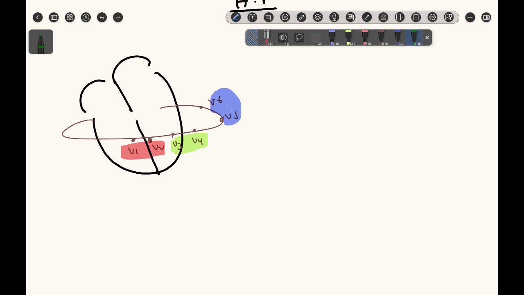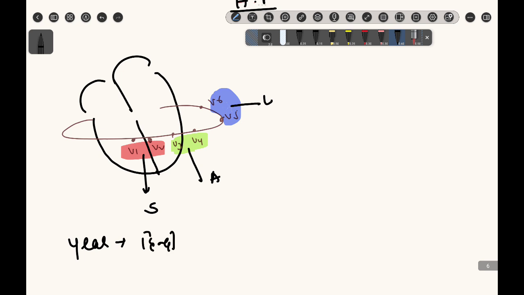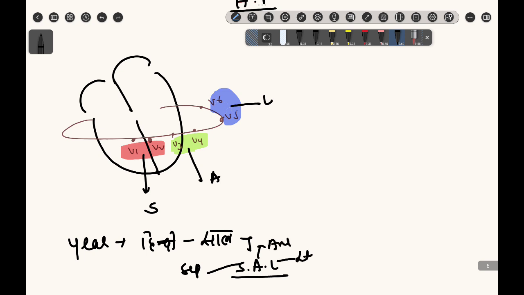What are these areas? Let me show you again. For V1 and V2, the area is S. For V3, V4, the area is A. And for V5, V6, the area is L. What is the mnemonic? The mnemonic is very simple. What do you call ear in Hindi? In Hindi, the ear is called Saal. If I write this in English, it is S-A-L. So S for septum, A for anterior wall and L for lateral wall, the left lateral wall.